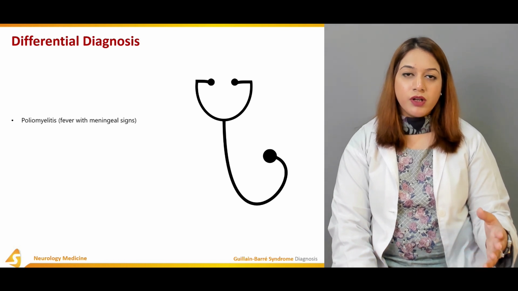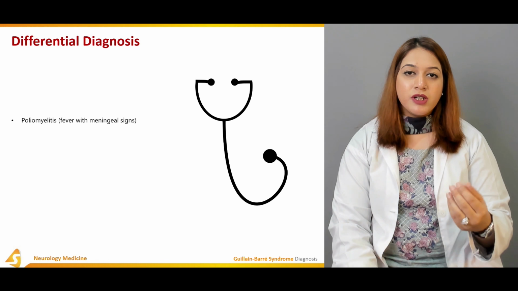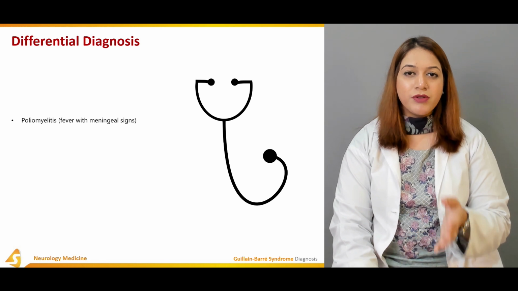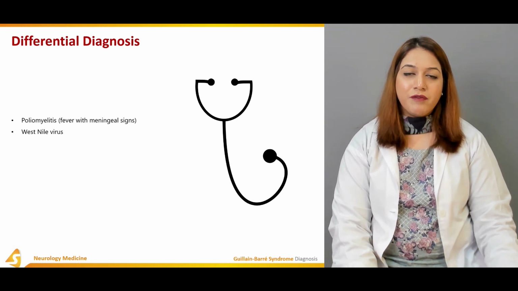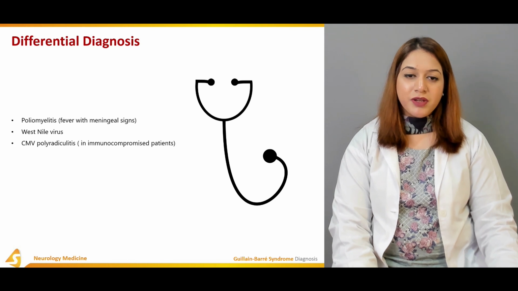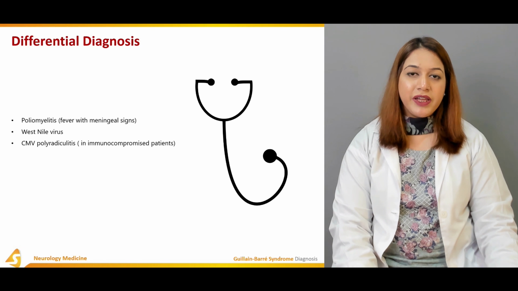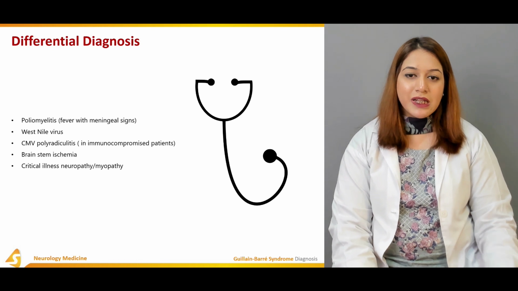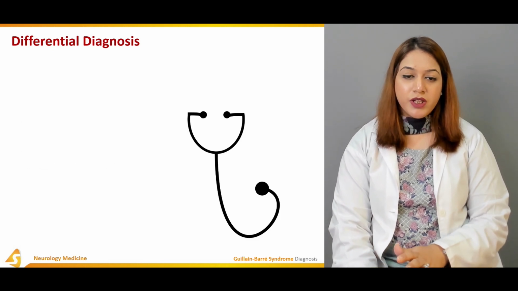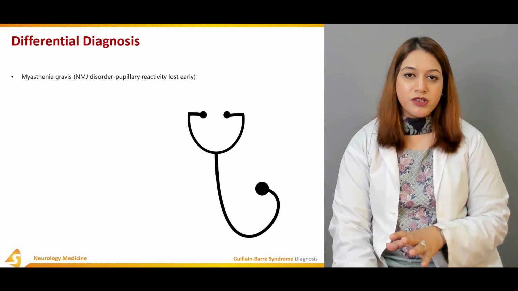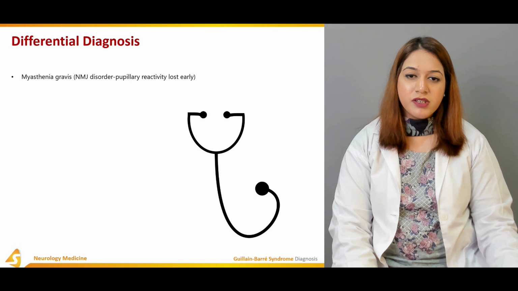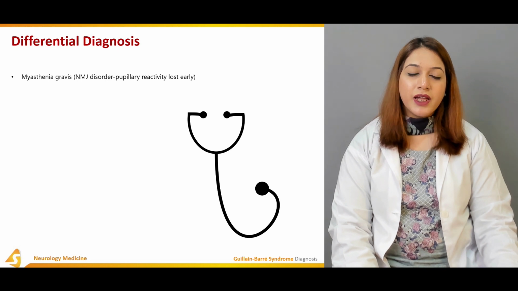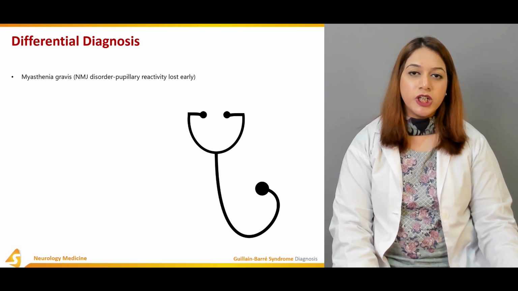Poliomyelitis can also present as GB syndrome, but the differentiating point would be fever will be present along with meningeal signs, which are usually absent in case of GB syndrome. West Nile virus, cytomegalovirus polyradiculitis, specifically in immunocompromised patients. There can be brainstem ischemia, critical illness neuropathy, or myopathy. These are all the differential diagnosis, along with myasthenia gravis. But in case of myasthenia, there will be neuromuscular junction disorder, and the pupillary reactivity will be lost early.